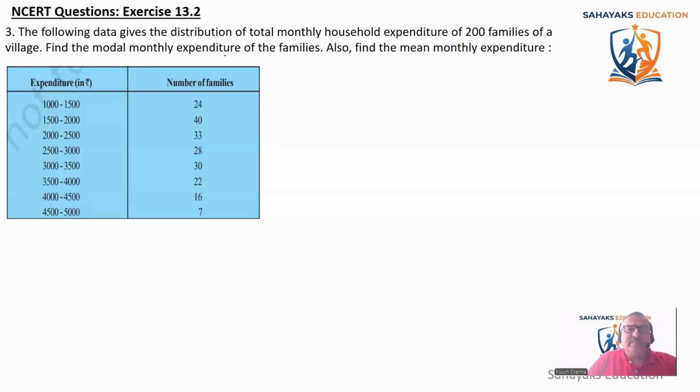The following data gives the distribution of total monthly household expenditure of 200 families of a village. Find the modal monthly expenditure of the families. We're not finding the mean. Mean we have already found so many times. In the exam, you can definitely find it. Modal monthly, we'll find modal because we are now practicing modal.